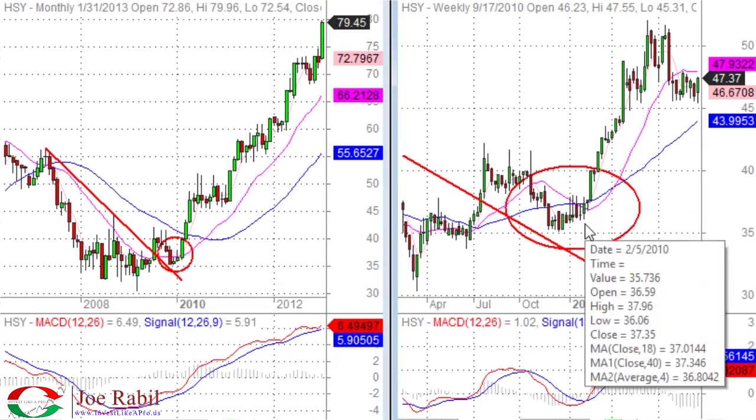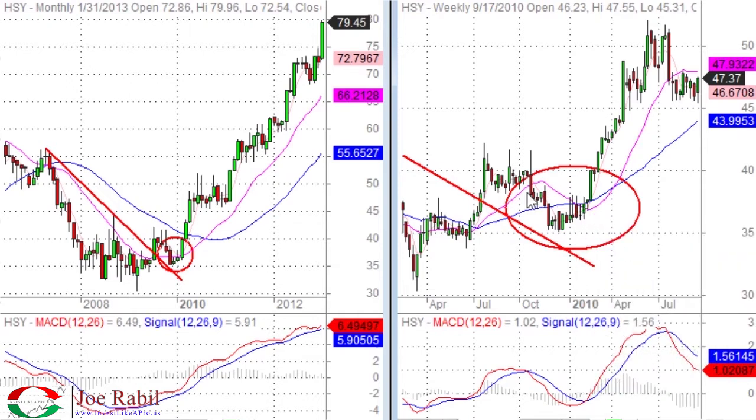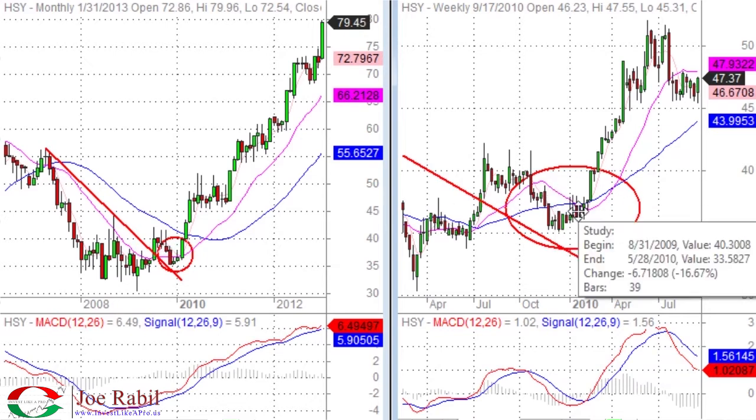And I want to see price go into the zone and out of the zone. Very, very subtle. This is something you have to be on the lookout for, and you've got to know what you're looking for on the higher time frame. Otherwise, you'll never see this pattern on the weekly.